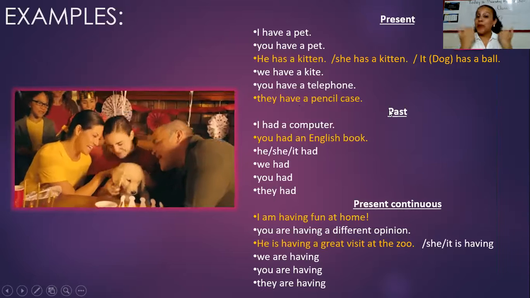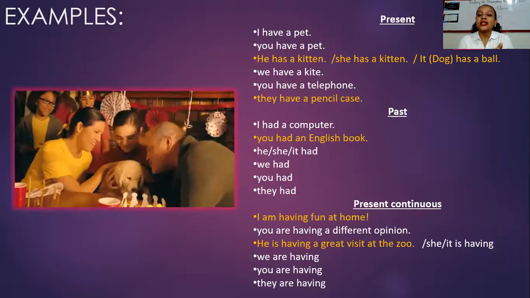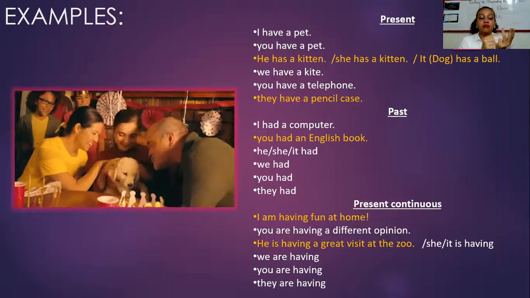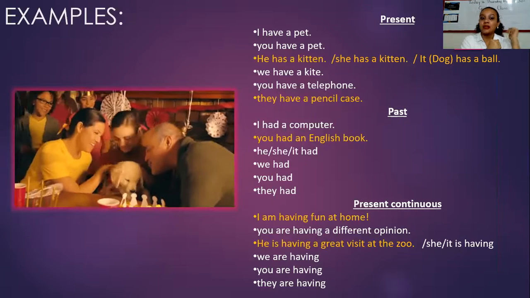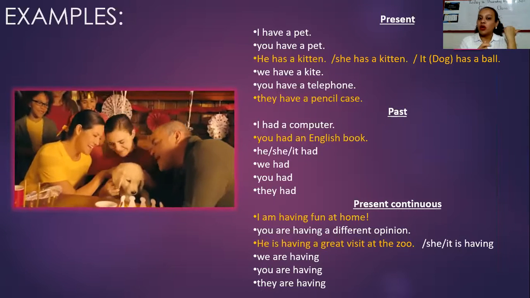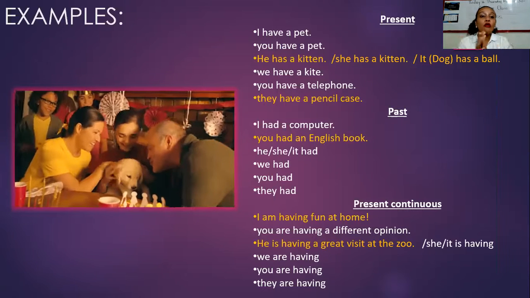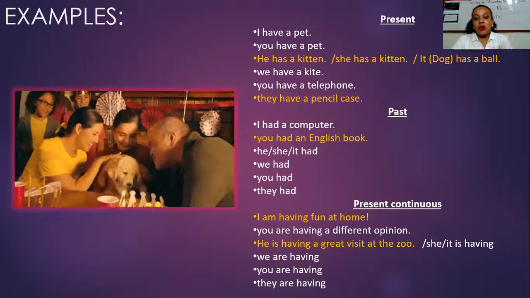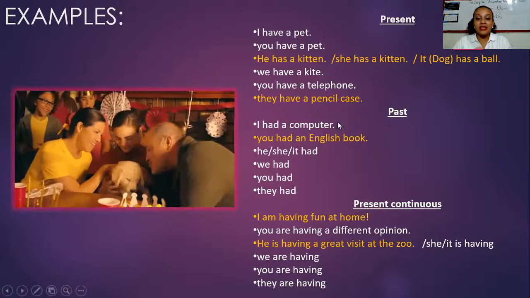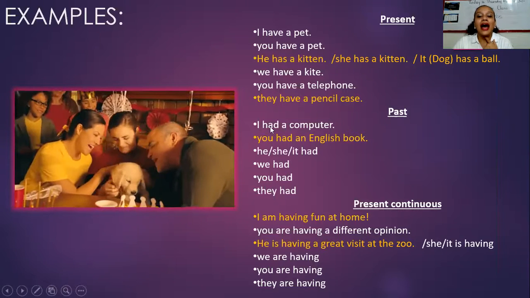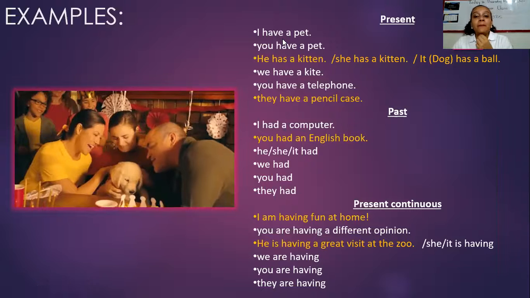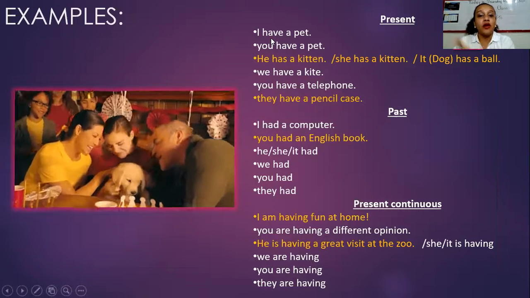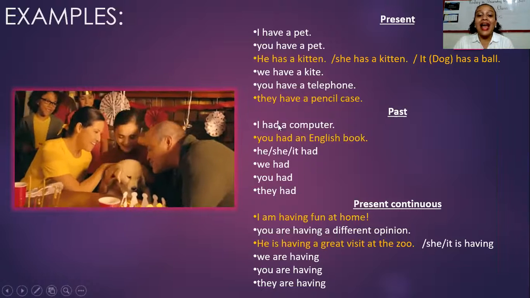And what happens in the past? What happens when you want to express that an action happened in the past? Maybe today in the morning, maybe last night, maybe a month ago, maybe 5 years ago, or maybe a few days ago. That happened before. So in the past, look, the past of the verb have is had.